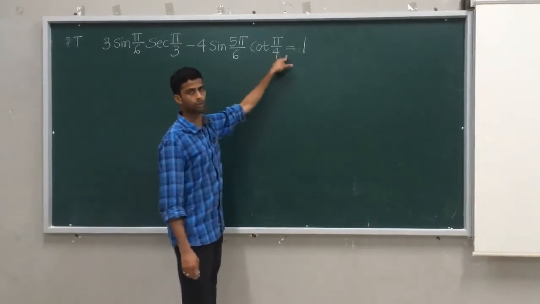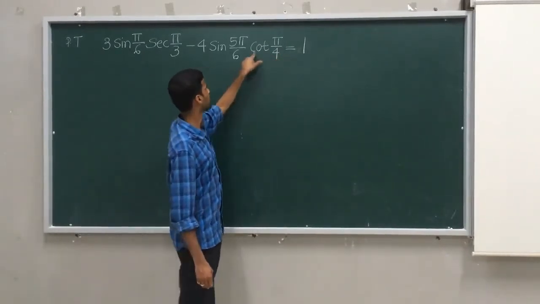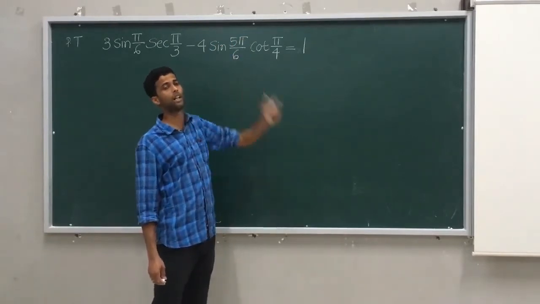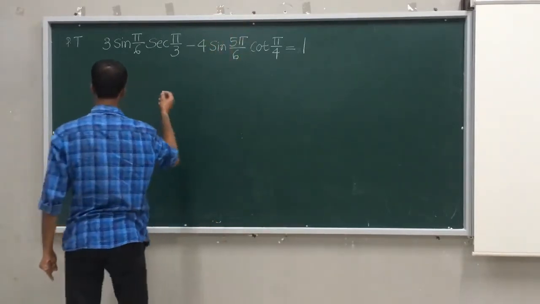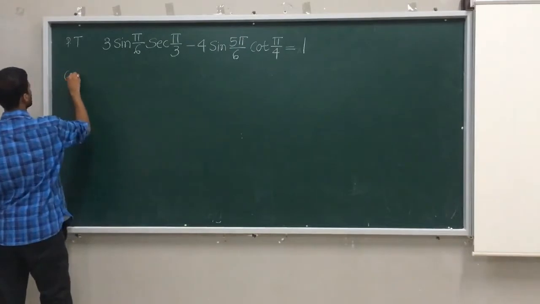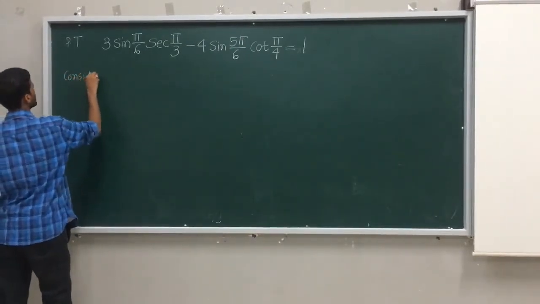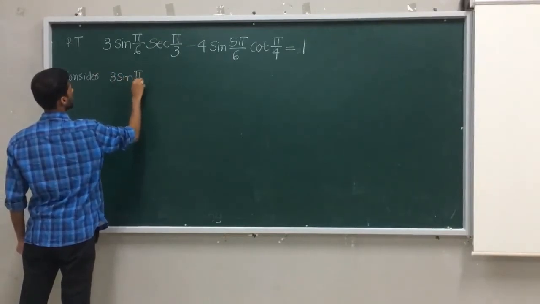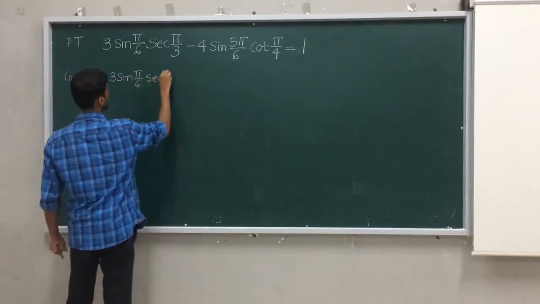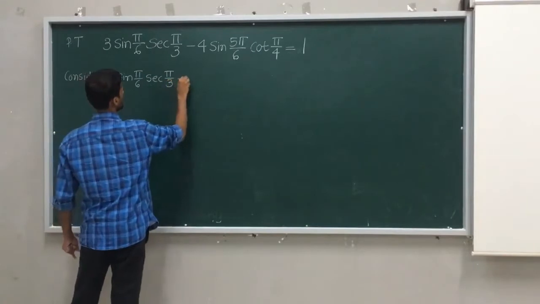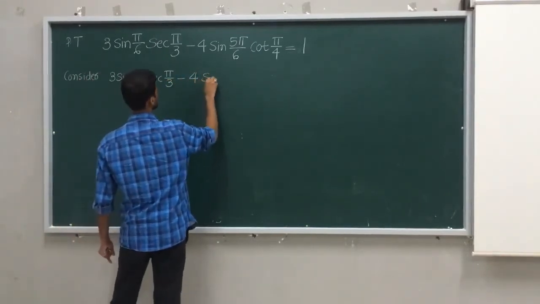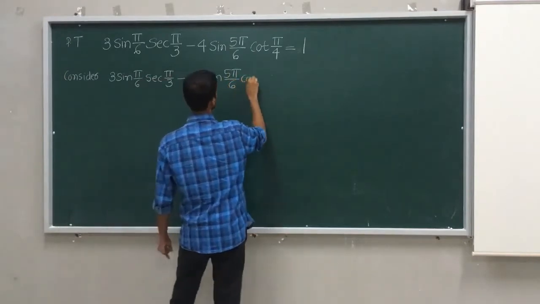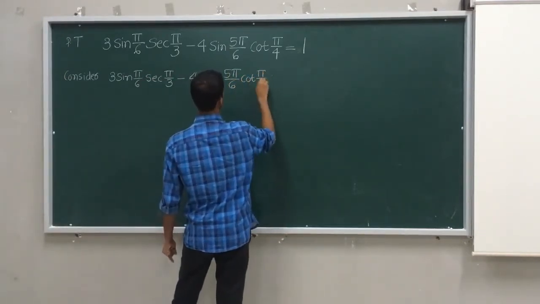Cot pi by 4, cot is the reciprocal of tan. That also we can do. But I don't know the sin 5 pi by 6 answer, but I know the sin pi by 6 answer. How to tackle such a question: let me take this expression, 3 times sin pi by 6 into sec pi by 3 minus 4 times sin 5 pi by 6 into cot pi by 4.